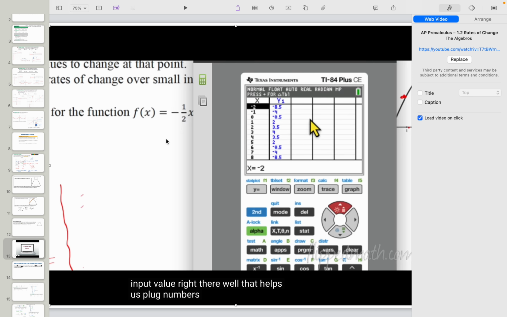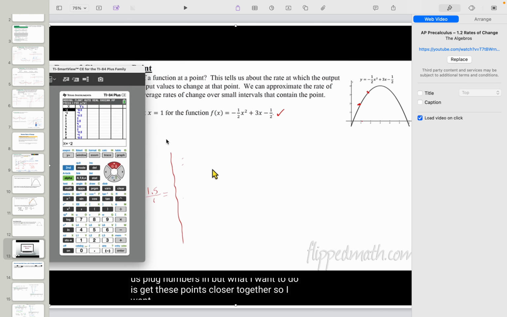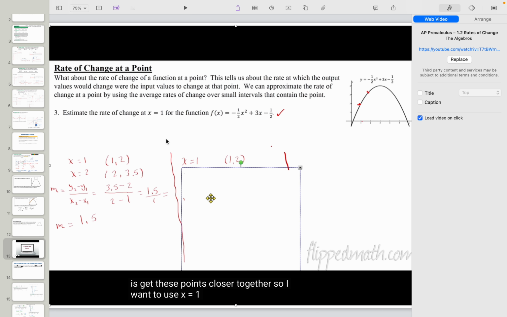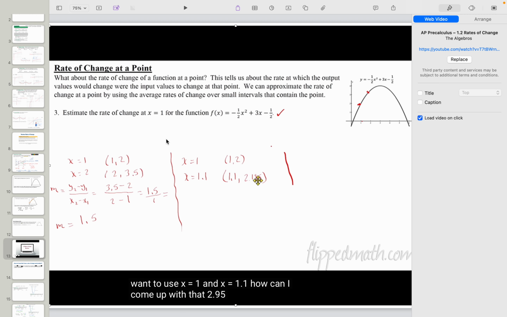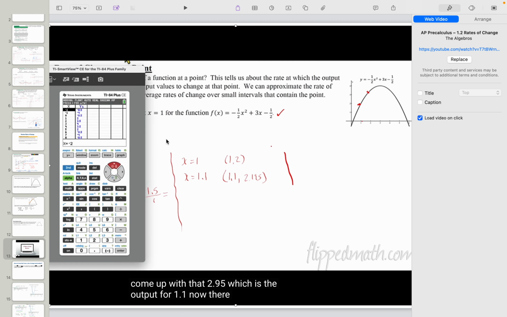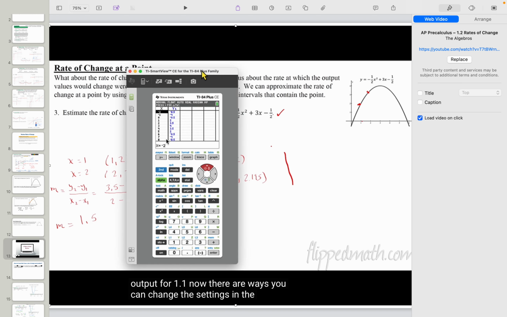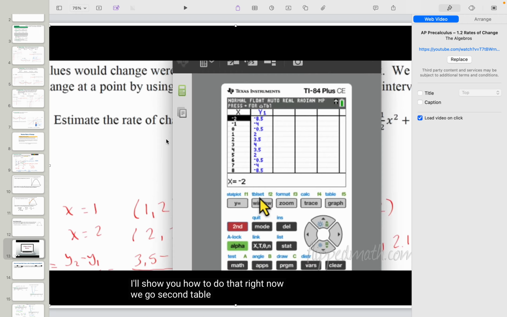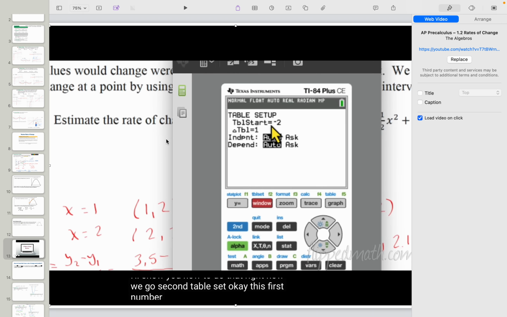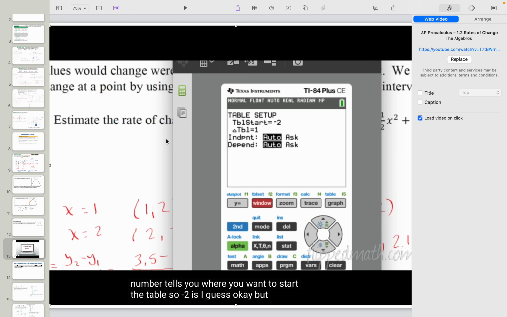Well, that helps us plug numbers in. But what I want to do is get these points closer together. So I want to use x equals 1 and x equals 1.1. How can I come up with that 2.195, which is the output for 1.1? There are ways you can change the settings in the table, so I'll show you how to do that right now. If we go second, table set. This first number tells you where you want to start the table. So -2 is okay, but let's go down to this one here, which is the most important.